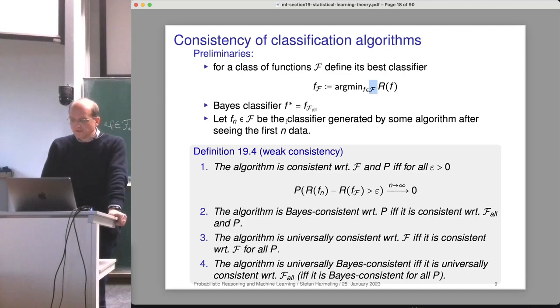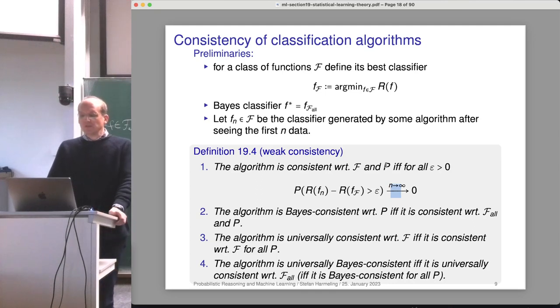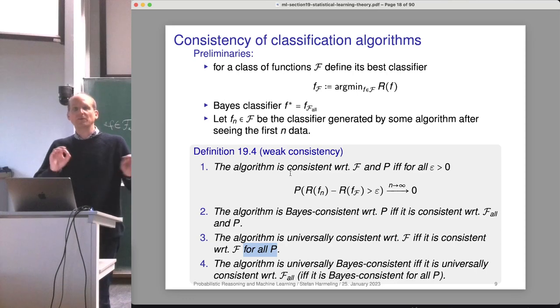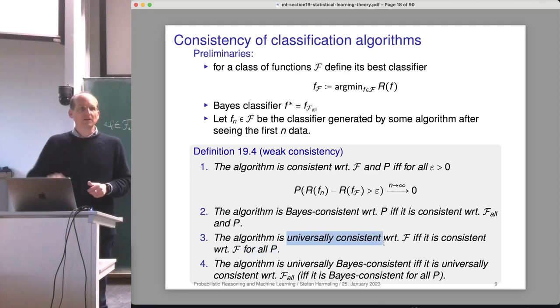Now, consistency means that in the long run, where long run means seeing an infinite amount of data, our algorithm will find the best possible function, or at least a function that achieves the best possible risk. This definition says it's consistent with respect to a certain class of functions F and a certain given distribution P. However, we could also say universally consistent, where universally is a universal quantification over all possible probability distributions. So the starting point is consistency with respect to F and P, and a more general way to think about it is universally consistent, where P now has the for-all quantification.